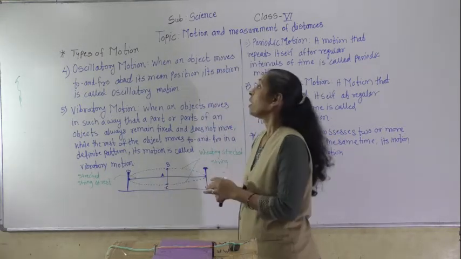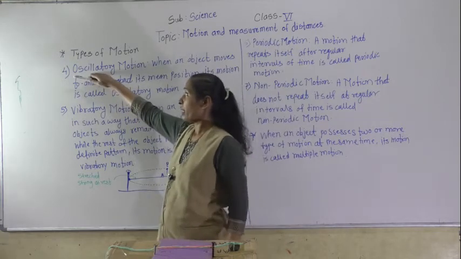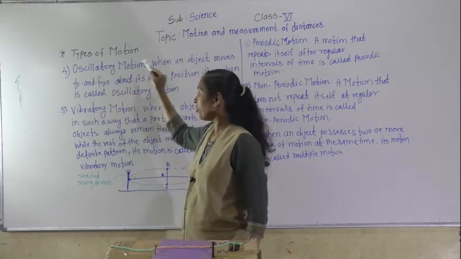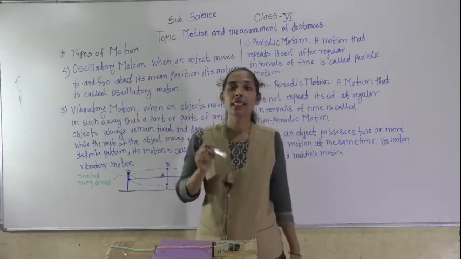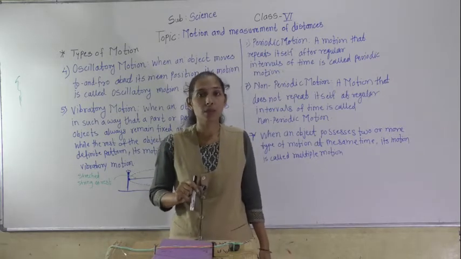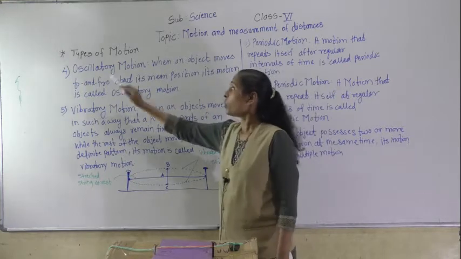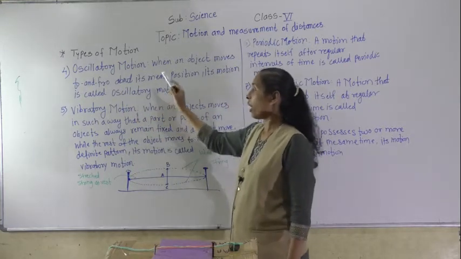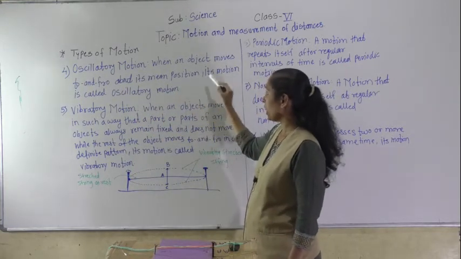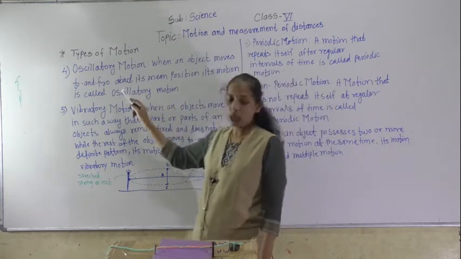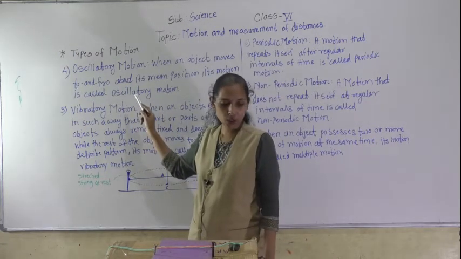The first type of motion we will discuss today is oscillatory motion. Let's see what is meant by oscillatory motion. When an object moves to and fro about its mean position, its motion is called oscillatory motion.